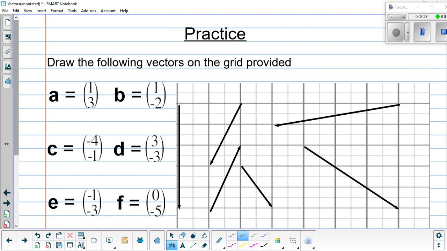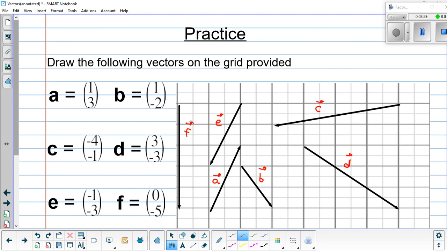Let's quickly give them some labels. A was 1 and 3, which was this one. B was 1 and -2. So went 1 over and -2 down. So that was this one. This is a good time to check. So -4, -1, this was C. D was 3 and -3. So this was D. E was our -1, -3. And lastly, F.